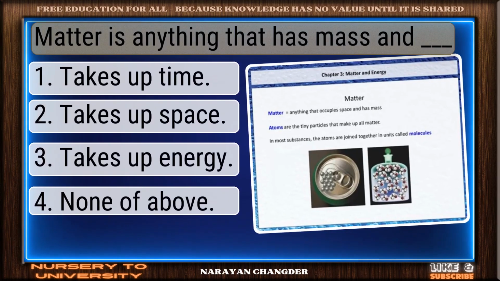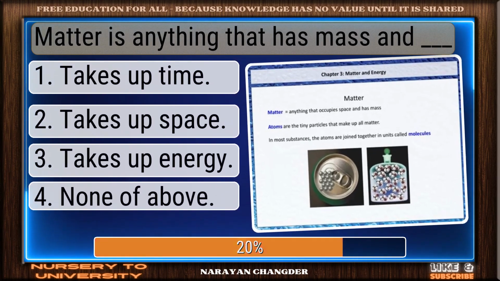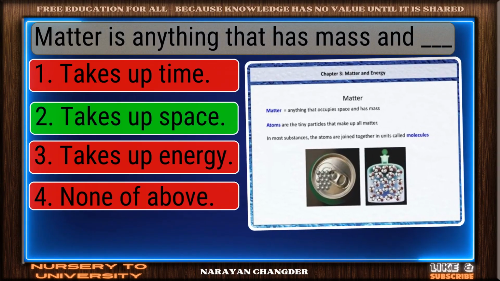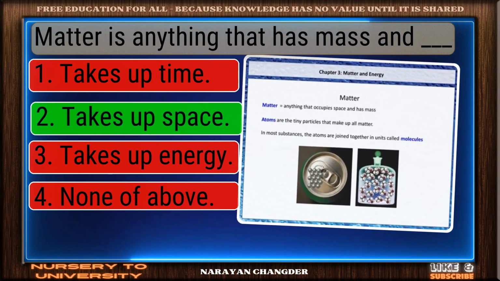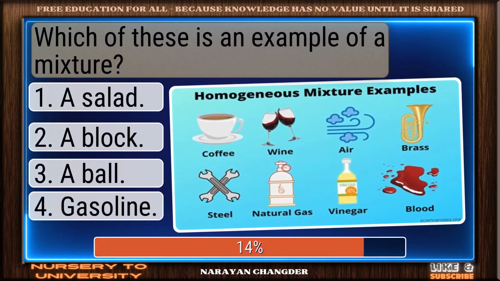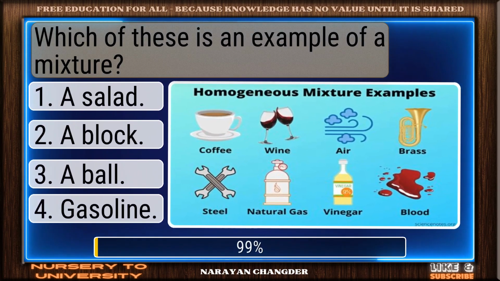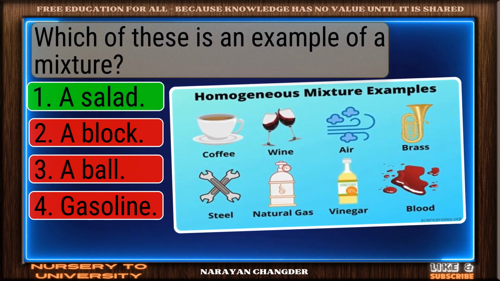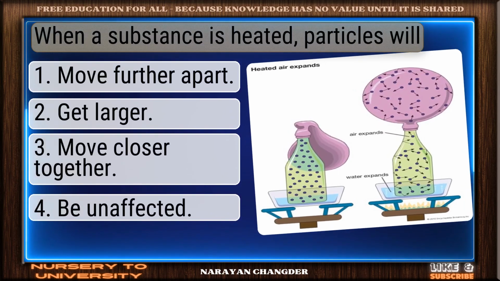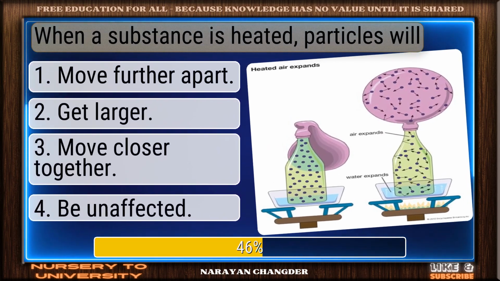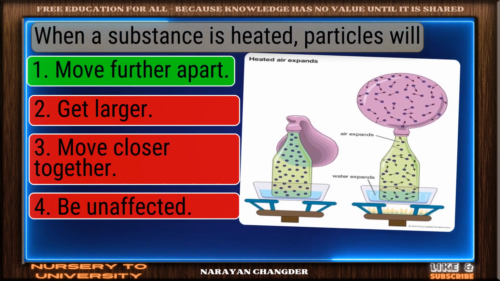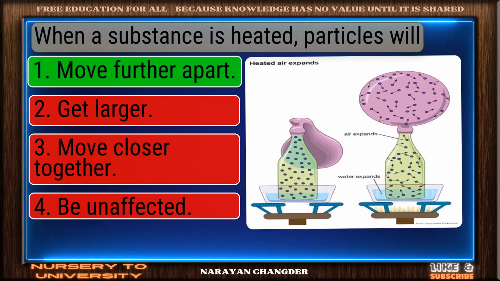Matter is anything that has mass and dash. Strong choice. Takes up space is the right answer. Which of these is an example of a mixture? Well reasoned. A salad is the correct choice. When a substance is heated, particles will. Good thinking. Move further apart is the right answer.